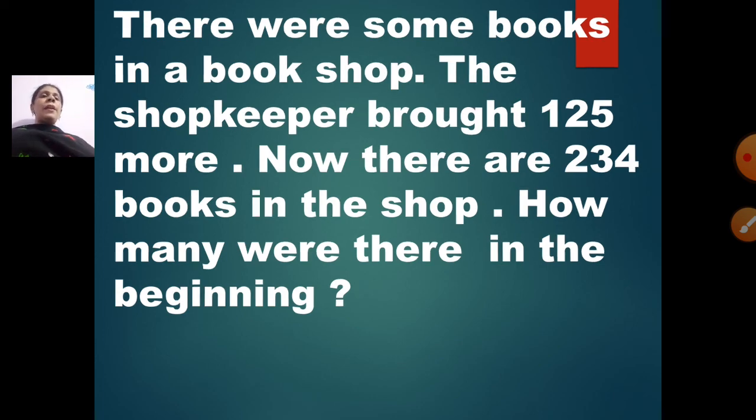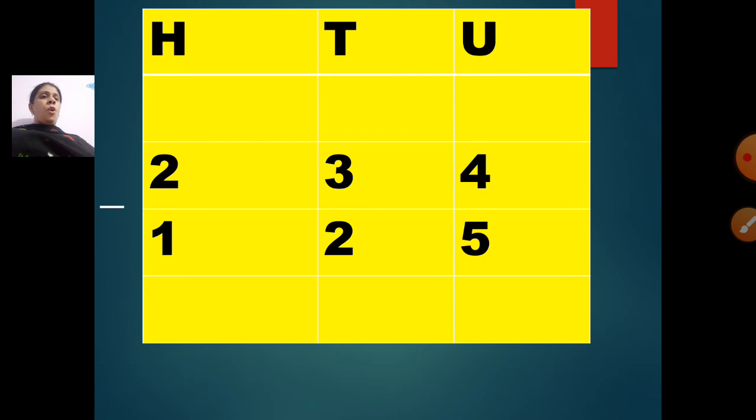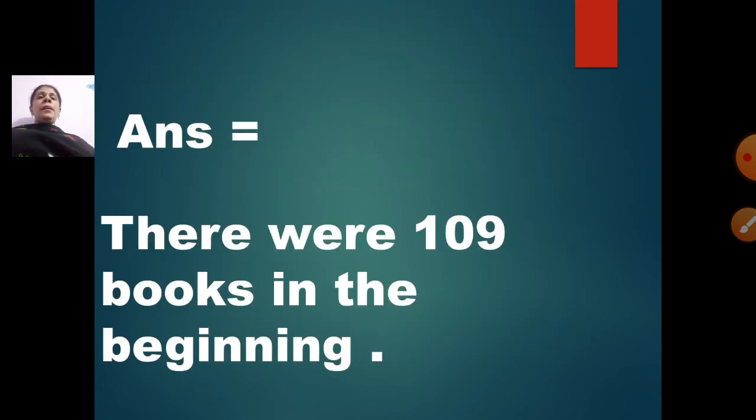After writing this second question, you will make the HTU column, okay? And arrange the numbers, and beside that you will write books, okay? Then you will solve the sum, and after solving, you will write the answer: there were 109 books in the beginning. Then like that every question.